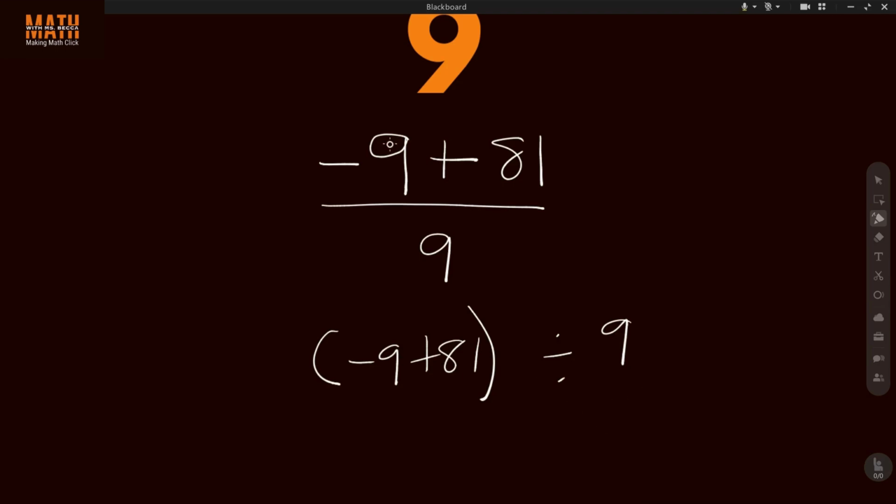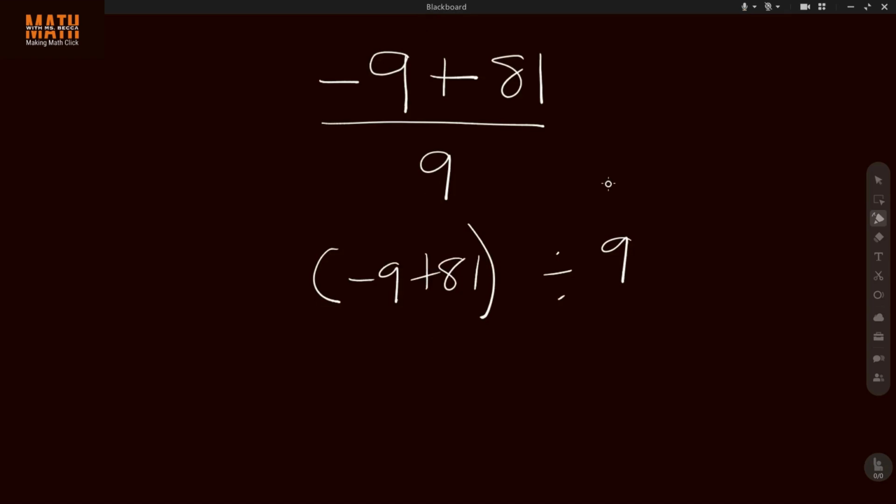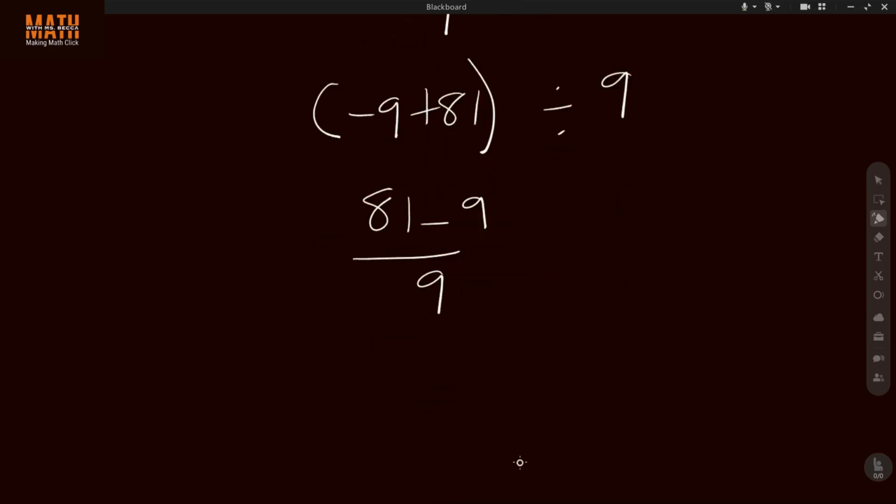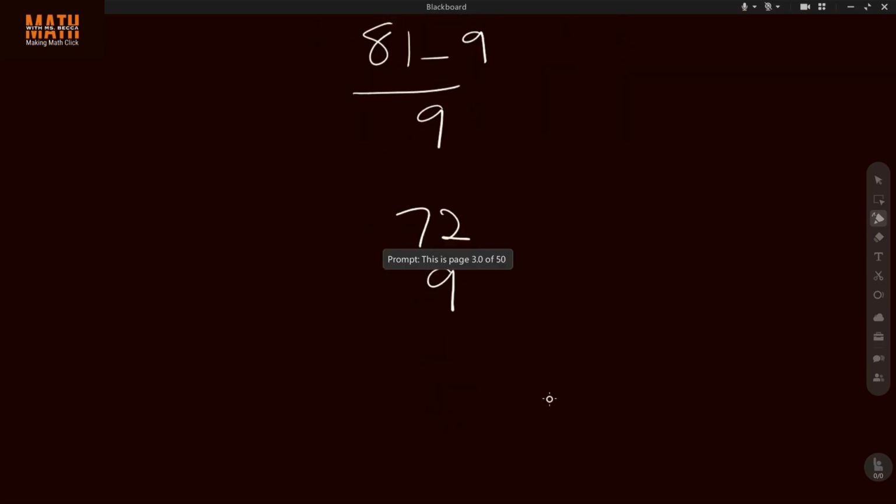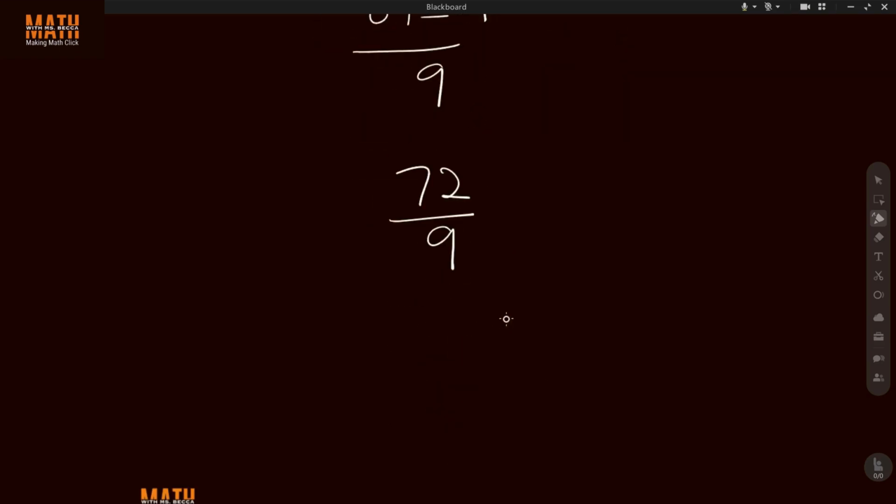So that means we have to solve the numerator. We have to simplify the numerator before we divide it by 9. So negative 9 plus 81 is the same thing as saying 81 minus 9, then over 9. And 81 minus 9 gives what? That is 72. And then we have 72 over 9. 72 divided by 9 is 8, because 8 times 9 gives 72.